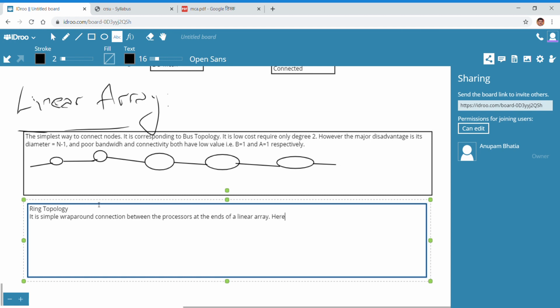Here the diameter will be n by 2, bandwidth will be equal to 2, okay, and also the connectivity will be equal to 2. How? Just see here.